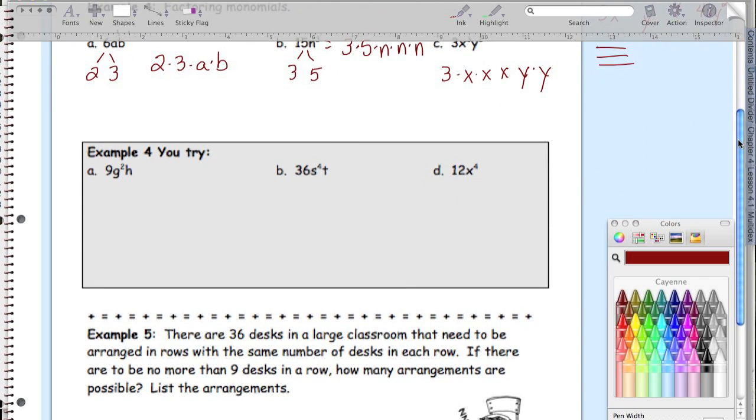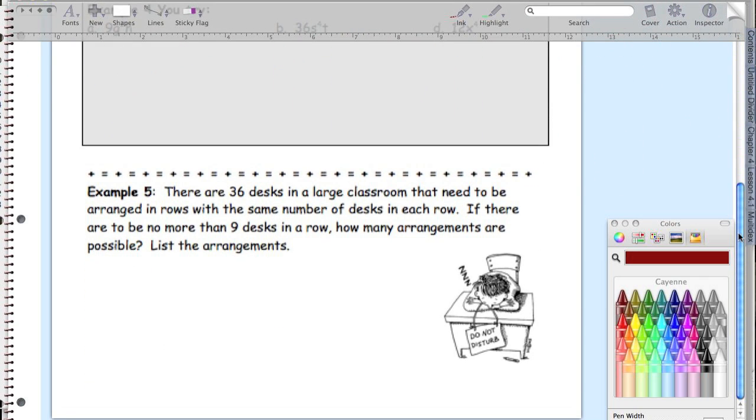All right, I'm going to skip through these ones and go down to the last example. It says there are 36 desks in a large classroom that need to be arranged in rows with the same number of desks in each row. If there are to be no more than 9 desks in a row, how many arrangements are possible? So you take 36 and you just list the factors of it. 1 and 36, 2 and 18, 3 and 12, 4 and 9, and then you have 6 and 6 in the middle.